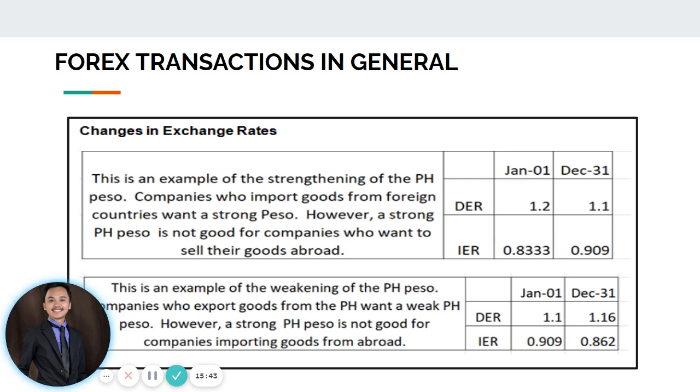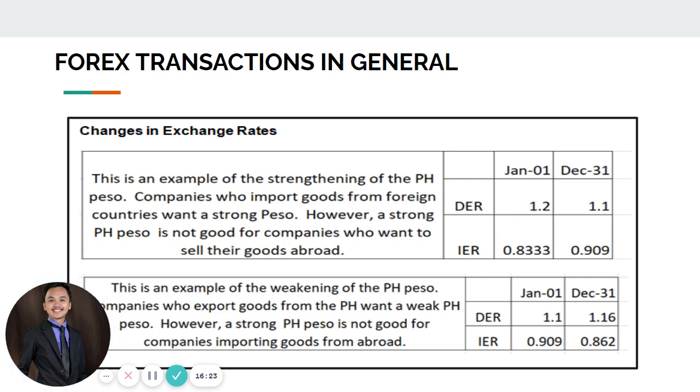So, what will happen when your local currency or your Philippine peso strengthens? Okay? That means nag-strengthen daw ang power sa imuhang Philippine peso. So, when your Philippine peso strengthens, companies who import goods from foreign countries would actually want this. Companies who import goods from foreign countries want a strong peso. What does it mean? Nganong gusto man sa ato ang mga importer nga strong ang ato ang peso? What happened when our peso strengthens?